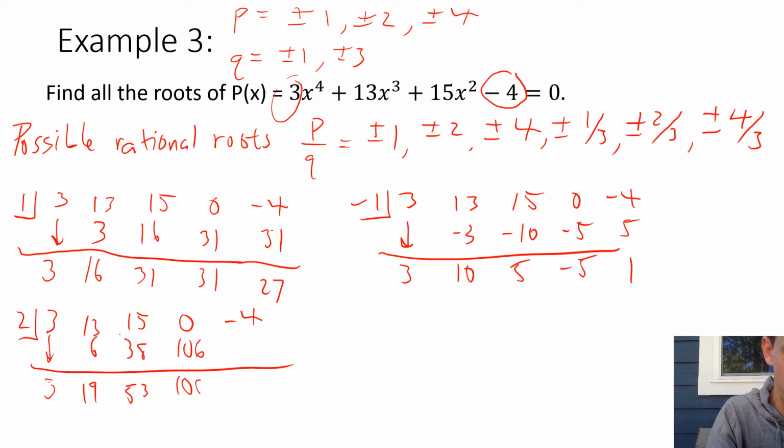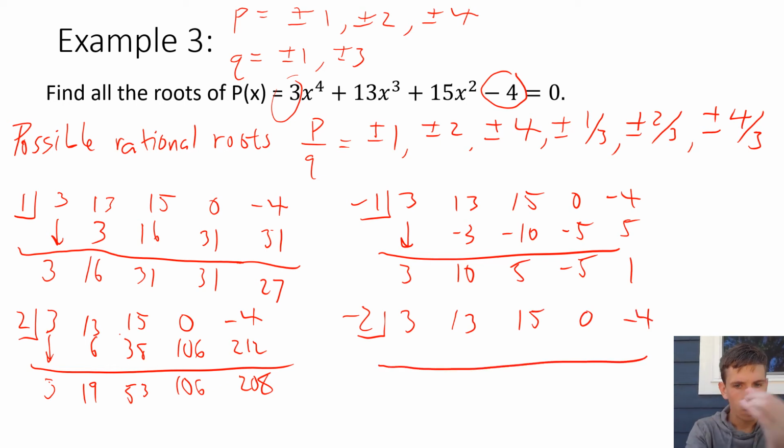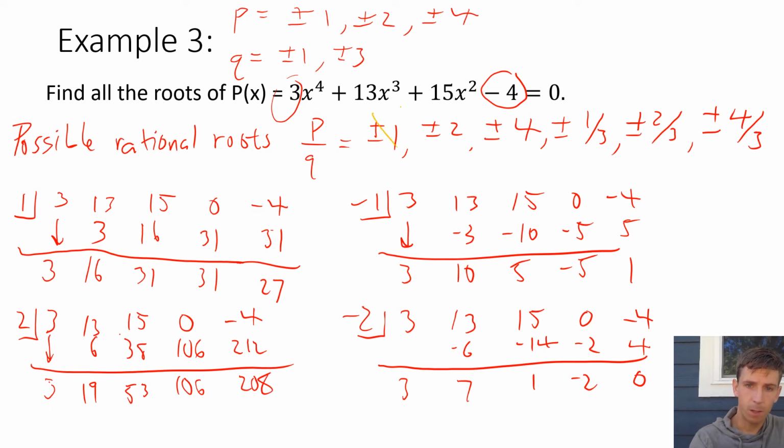All right, definitely not. Very far away. Let's try -2. Hopefully we get lucky here. So we'll have 3, -6. Boom. All right. So that means that -2 is a root. We've already eliminated these ones.